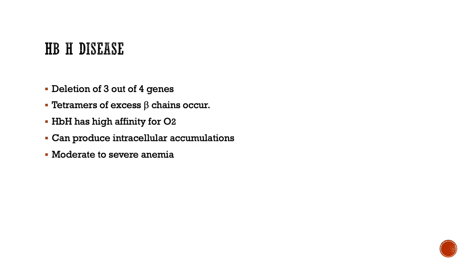HbH is seen in adults where there is deletion of 3 alpha genes out of 4 genes. This is because of the tetramers of excess of beta chains. HbH has high affinity for oxygen, can produce intracellular accumulation, can lead to moderate to severe anemia.